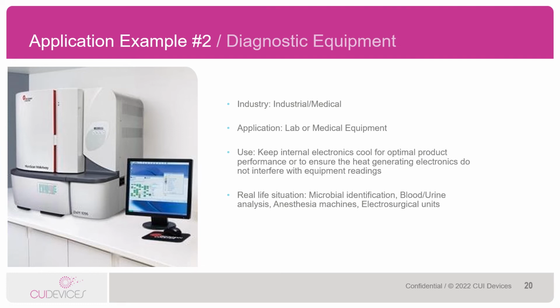There are any number of pieces of equipment in this industry that benefit from proper thermal management, such as microbial identification equipment, blood and urine analysis, anesthesia machines, and electrosurgical units. Considering the use of this type of equipment, it is really critical to have proper and reliable thermal management.